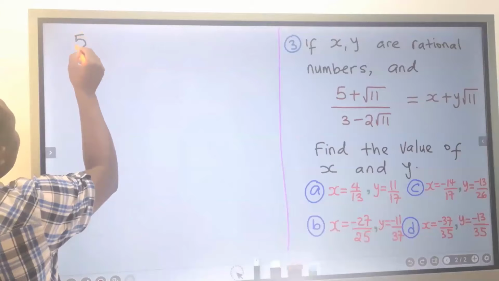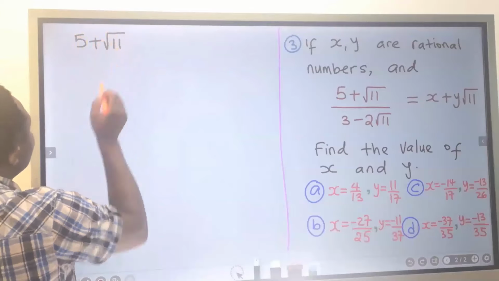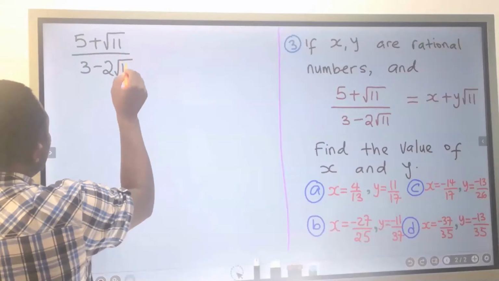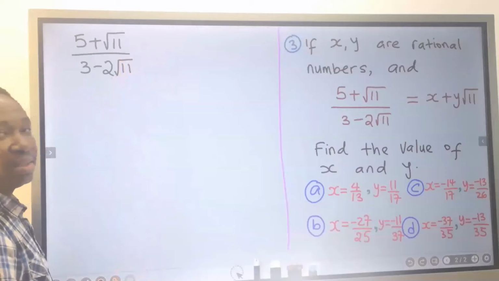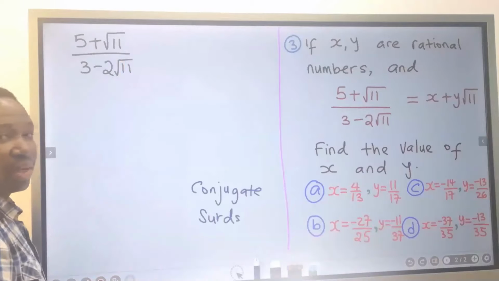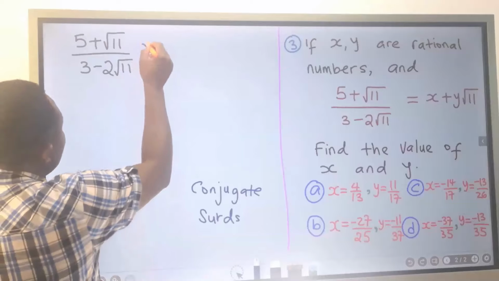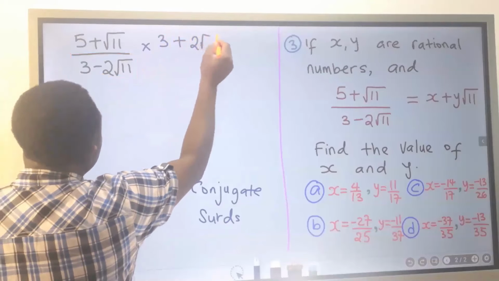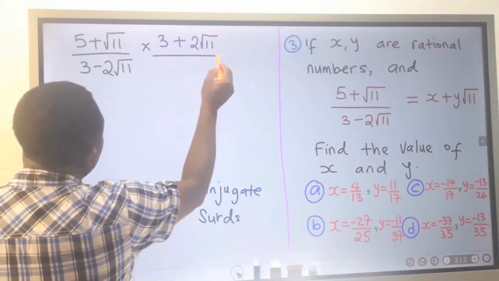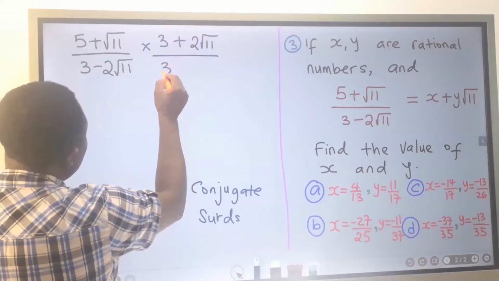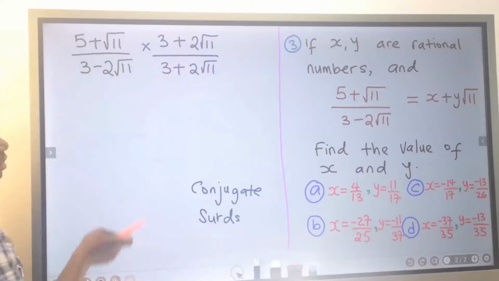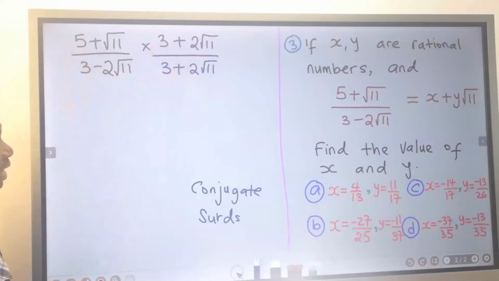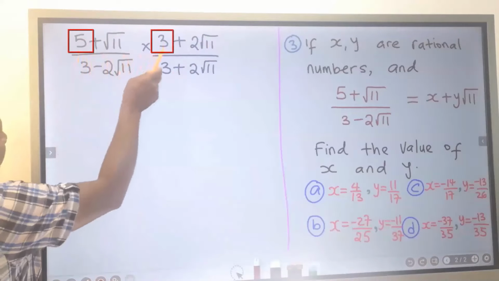And we are going to have 5 plus the square root of 11 divided by 3 minus 2 multiplied by the square root of 11. The next step is we're going to rationalize, considering conjugate surds. We're going to multiply this by 3 plus 2 multiplied by the square root of 11, divided by, I will repeat this, the denominator. Next, we're going to multiply out the numerator and the denominator will multiply out. Next, 5 multiplied by 3.